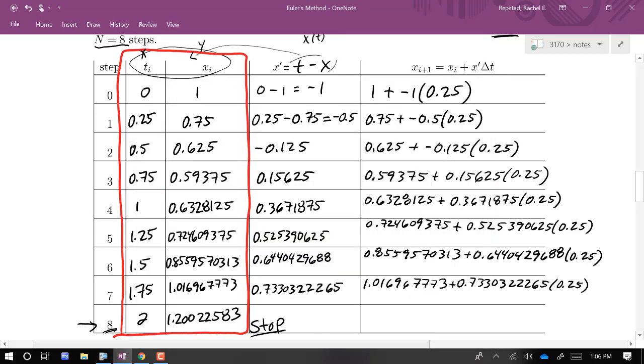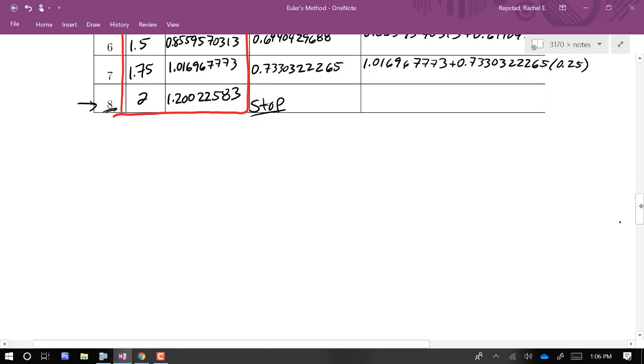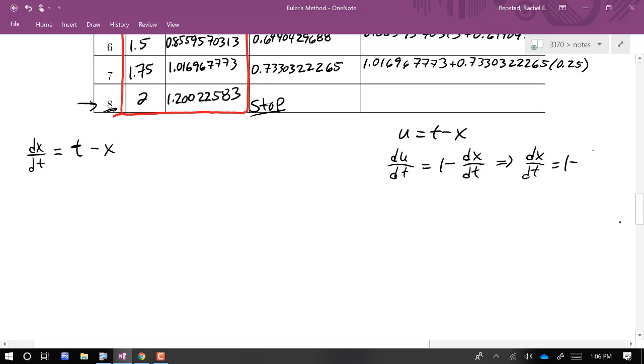Now let's solve this. Let's solve this analytically, and maybe we can compare what the actual graph of the exact solution is to what our dot plot looks like. So our x prime, I'm going to call it dx/dt, is t minus x. And to solve this, I'm going to use a substitution. I'm going to let u equal t minus x. And that means that du/dt is equal to 1 minus dx/dt. And that means that dx/dt is 1 minus du/dt.